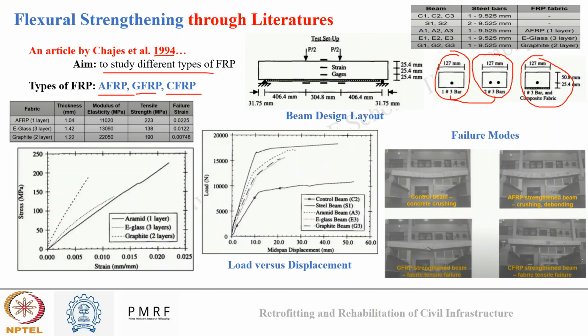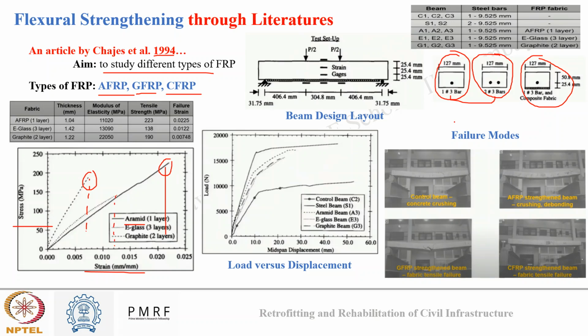So you can see in the first diagram, it is showing the stress-strain behavior of different types of fiber. You can see my aramid fiber has the maximum stress and strain limit, while my e-glass, while my graphite carbon fiber is the stiffest, and my glass fiber lies in between.